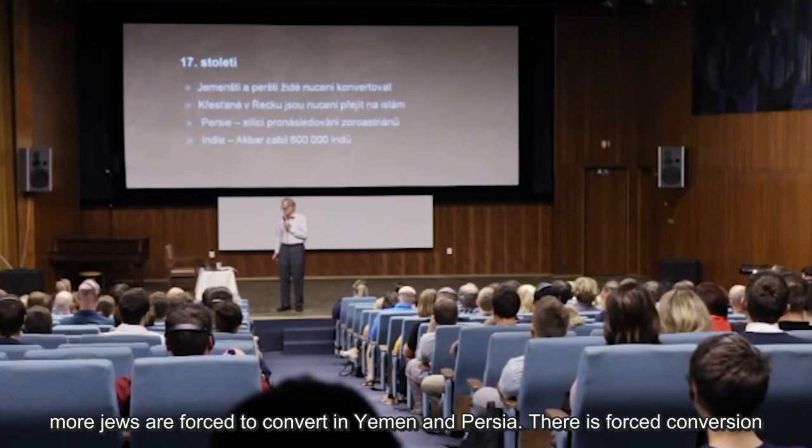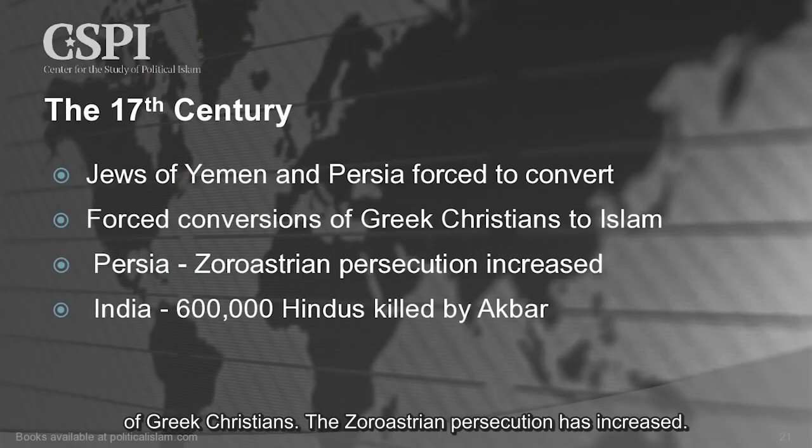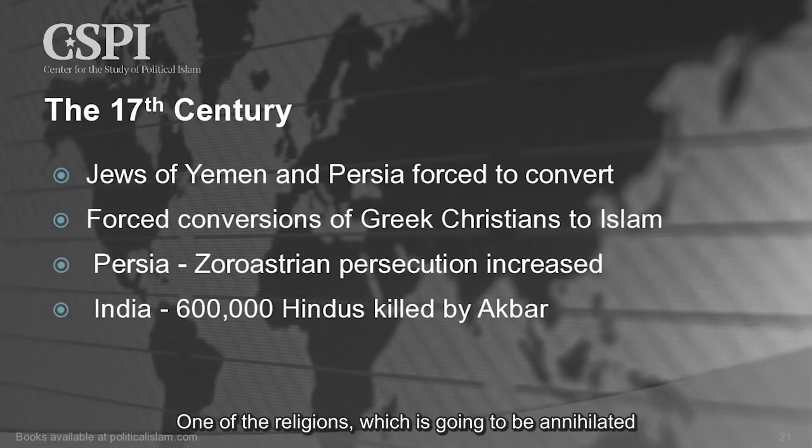In the 17th century, more Jews are forced to convert in Yemen and Persia. There's forced conversion of Greek Christians. The Zoroastrian persecution is increased. One of the religions which is going to be annihilated is Zoroastrianism, which was in Persia. In India, 600,000 Hindus are murdered.